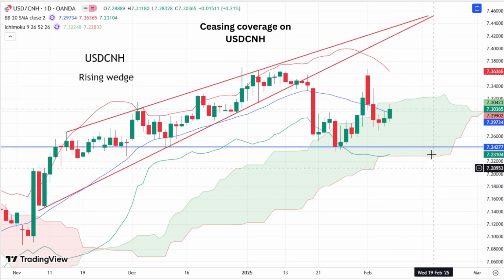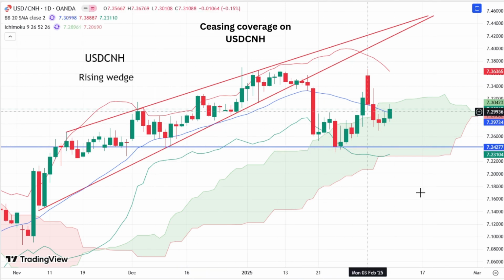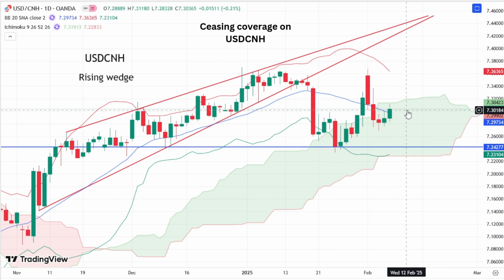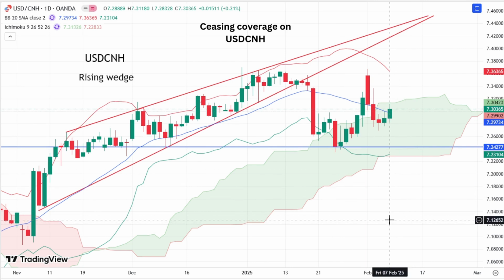In the video on the 19th of January, I noted that $CNH is bearish with a textbook target at 7.2427 due to the rising wedge completion. This target was reached on the 24th of January, and $CNH has since rebounded. All in all, $CNH has reached 100% of this textbook target, and therefore I'm ceasing coverage on $CNH.